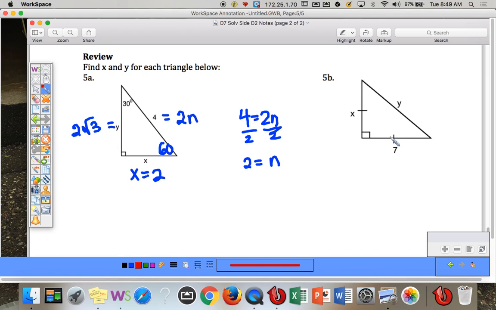Okay, and then this is half of a square. If it's half of a square, these two sides are the same, and this side will be 7 square root of 2. So we'll review these concepts, and then tomorrow we're going to look at solving for an angle.